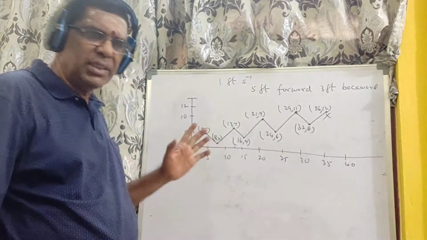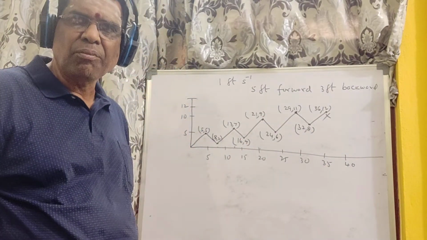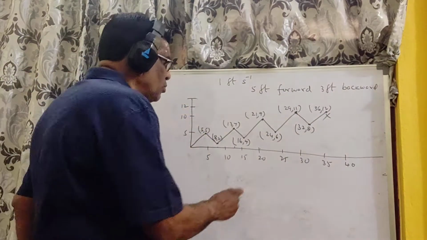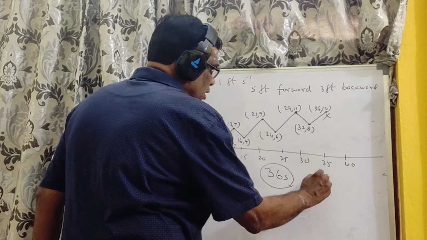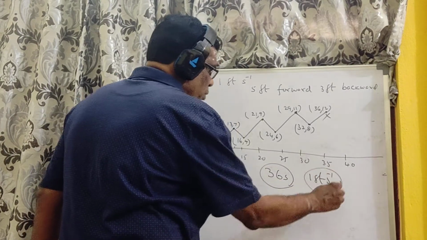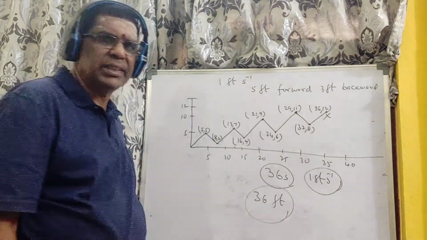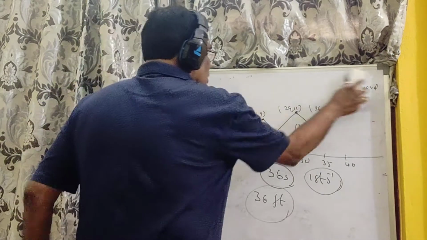Can you give me the distance traveled by this person? After all, whether he is moving forward or backward, he is walking for a total time of 36 seconds at a constant rate of 1 foot per second. Therefore, the total distance that he traveled is 36 feet. Right? That is how you have to get the answers.